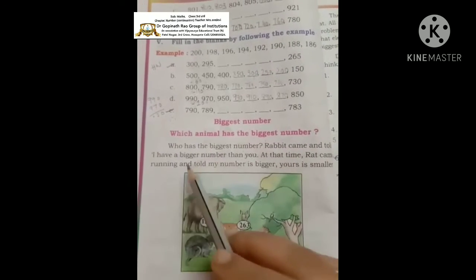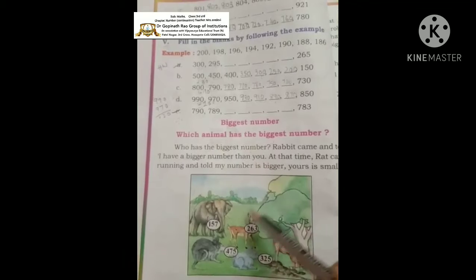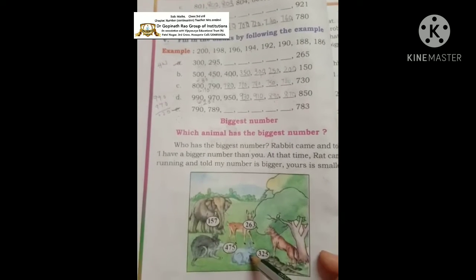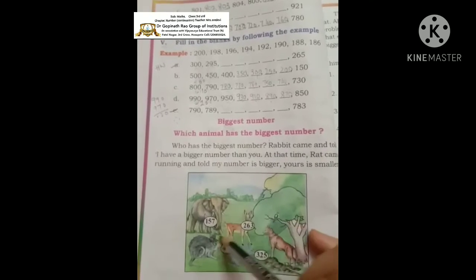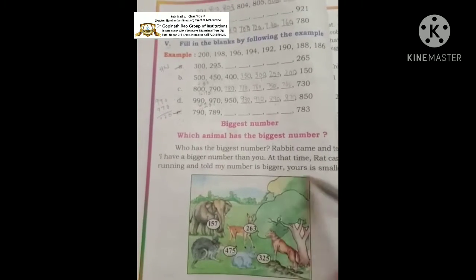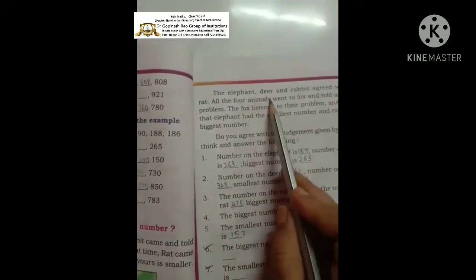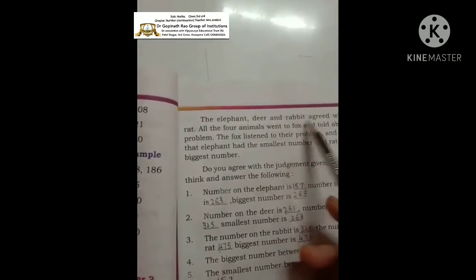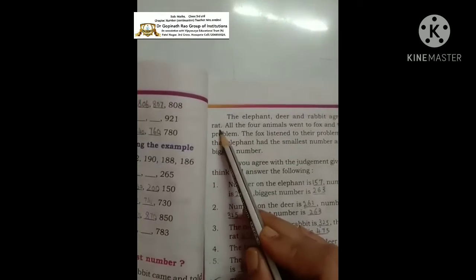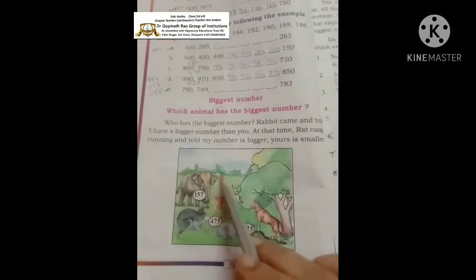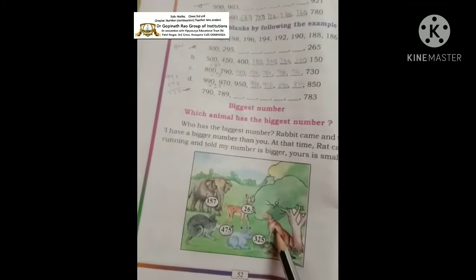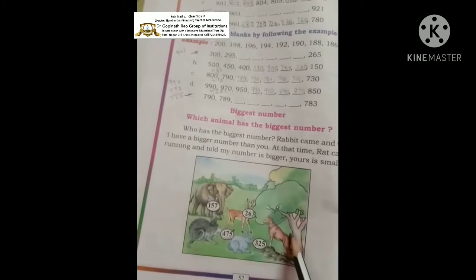The rabbit came and told, I have a bigger number than you. At the same time, the rat came running and told, my number is bigger, your number is smaller. Then the elephant, the deer and the rabbit agreed with the rat. All the four animals went to the fox, and the fox listened to their problem.